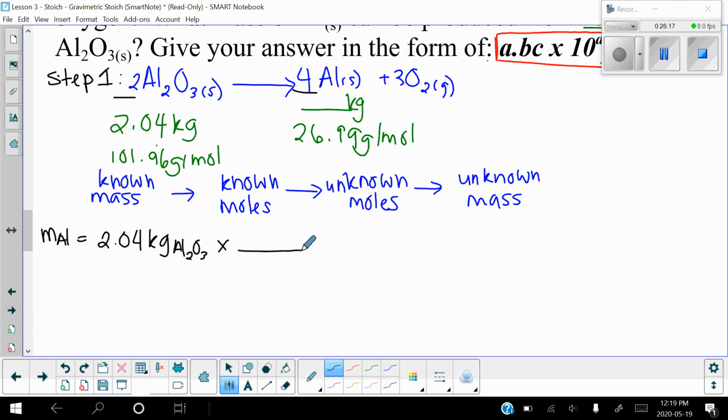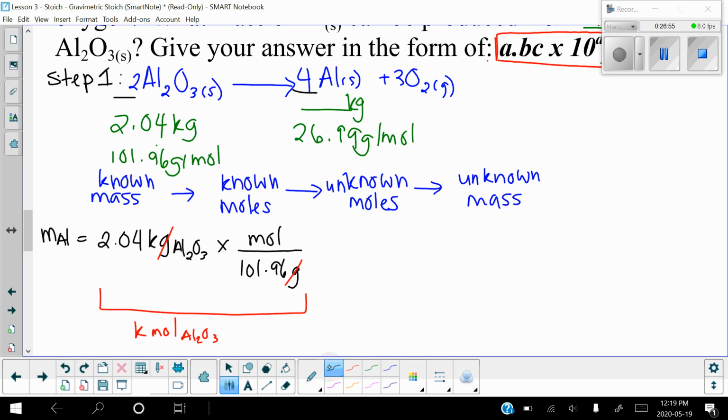So let's now convert this into my moles. I'm going to use my molar mass, 101.96 grams per mole. Let me show you what's canceling. From here to here, grams cancels with grams, and I am left with kilomoles of aluminum oxide. That's fine, because the kilo and the mole will combine, so that's fine.